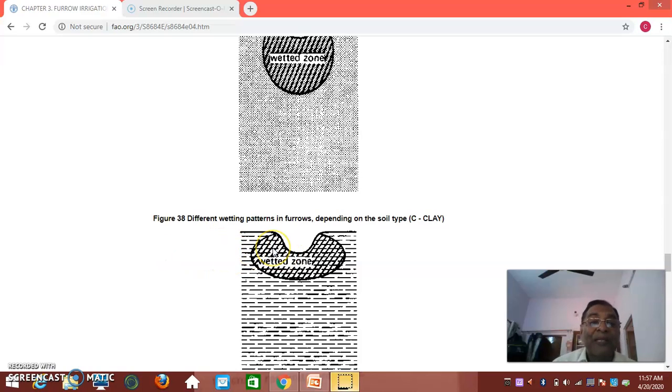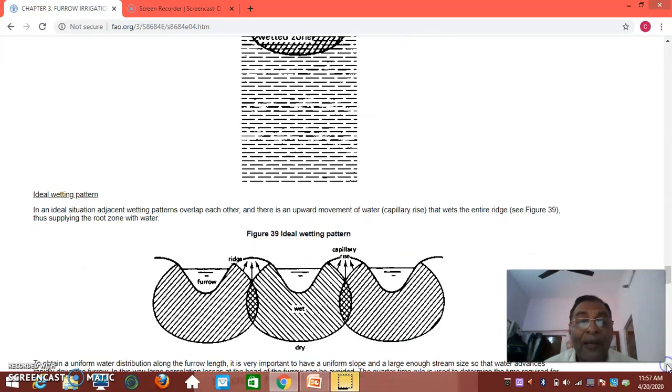So somewhat overlapping from the side furrow is also there, and you can use double ridges. This is the ideal wetting pattern. A small overlap should be there so that more water reaches the plants, which means you can utilize maximum moisture from both sides.